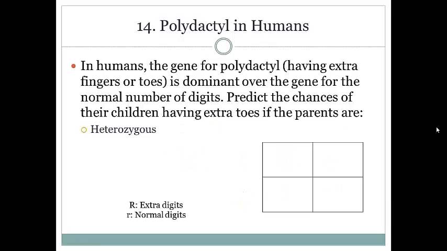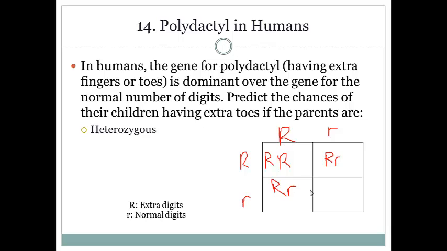Next question, what if the parents are heterozygous? So hetero, of course, means different. So heterozygous parents are going to be big R, little r. So if both parents are heterozygous, here's one offspring that is big R. Here's another one that is big R, little r. And here's another one that is big R, little r.